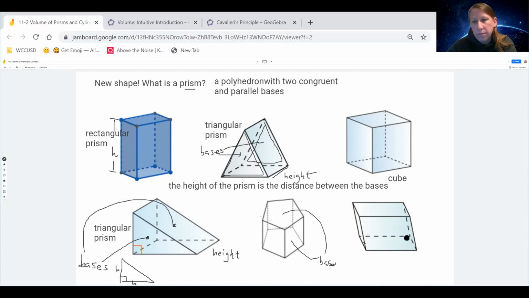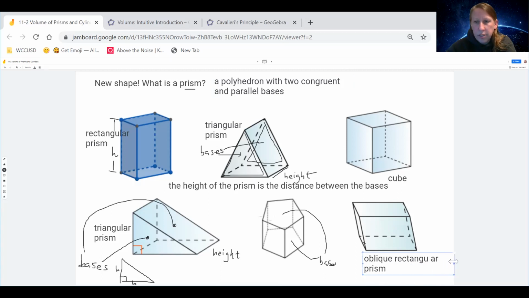What's going on with this one? Is this a prism? Is it a polyhedron? Are all the sides polygons? Yes. Does it have two congruent parallel faces? Yep. So this is a prism, but it's weird, right? It's kind of tilted. This is called an oblique rectangular prism.